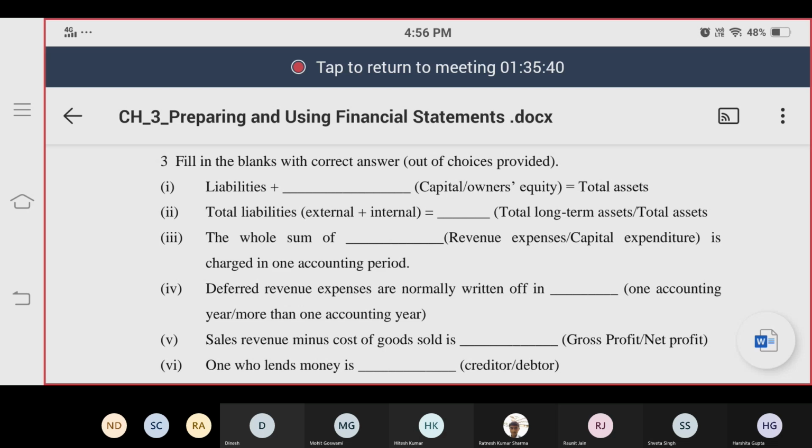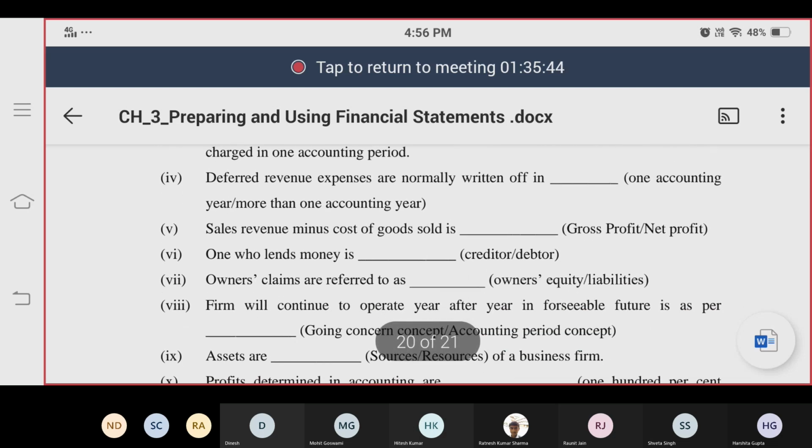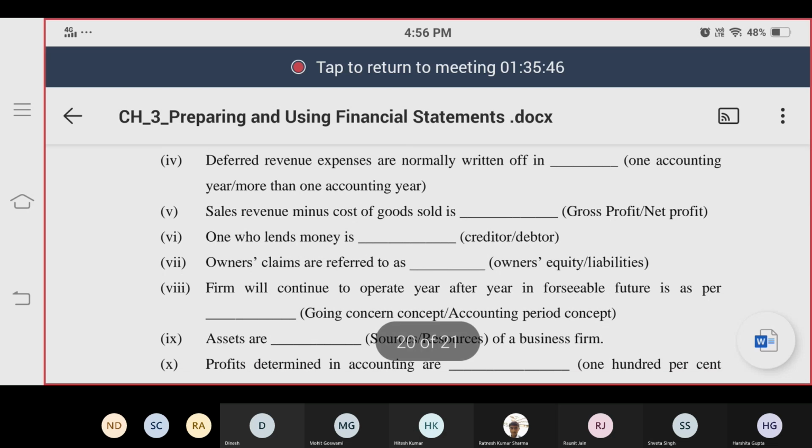Okay, so generally when we do such campaigns, the benefit of that campaign or that promotion is supposed to give us the benefit for more than 1 year. Okay, so in this, deferred revenue expenses can be written off in more than one accounting period.